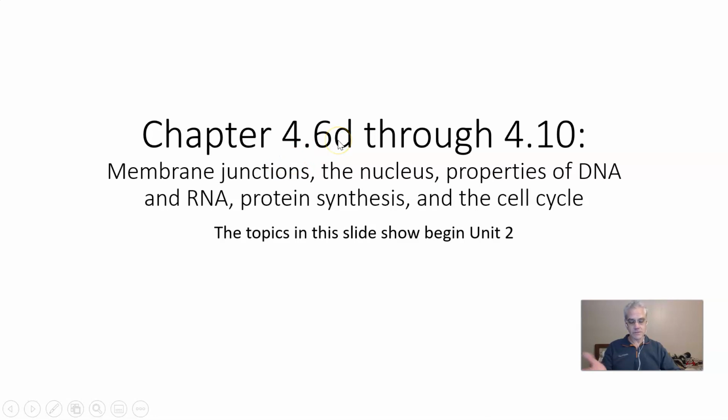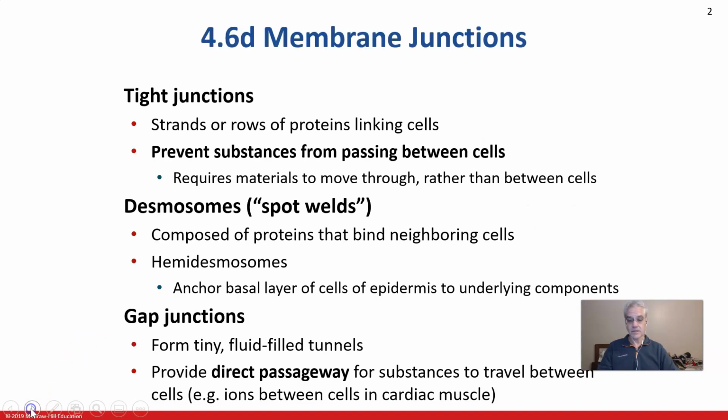I will give you these slides, you will have them available to you. This is 4.6D, so all the other stuff prior to 4.6D is on Unit 1. This is Unit 2. It starts with membrane junctions. We talk about the nucleus, the properties of DNA and RNA, how protein synthesis occurs, and the cell cycle. The cell cycle means what we're going to talk about is what the cell does when it's not dividing, and when it is dividing, it's called mitosis. We're going to get to that. All right, here we go.